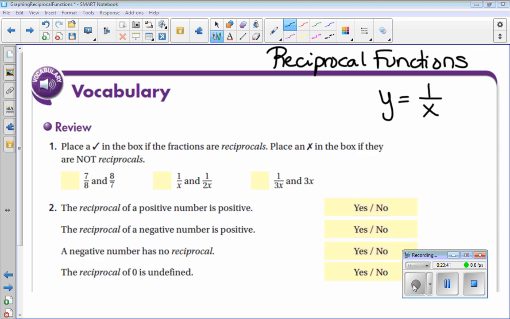1 divided by x. Christian, I've asked you at least twice to take those earphones out of your ear. Take them out. I don't want to see them. If you have your homework, I'll look for it, Taylor.